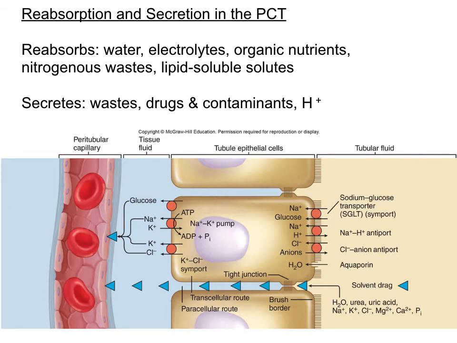The tubular secretion in the PCT also helps to clear drugs and contaminants from your blood, such as morphine, penicillin, aspirin, and this is a main reason for why so many drugs have to be taken 3 or 4 times a day, because you have to keep up with this secretion in the PCT to maintain therapeutic levels of the drugs within the blood.